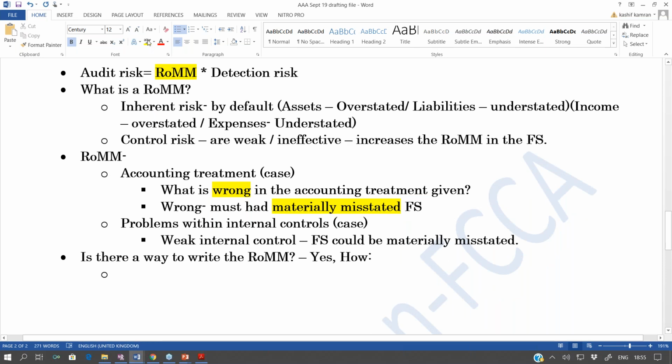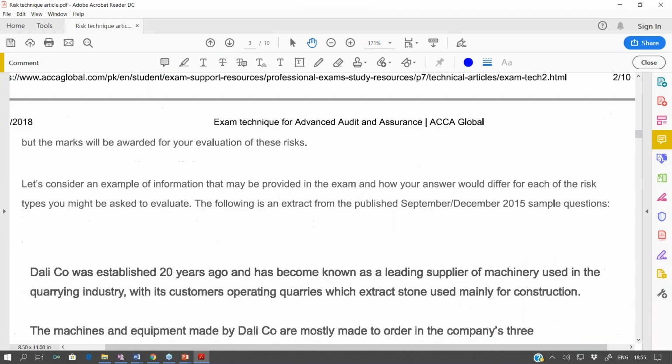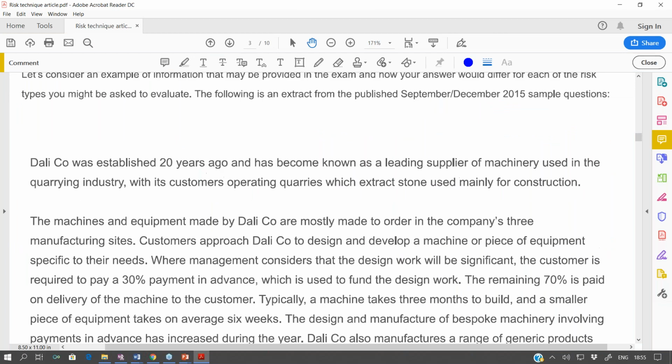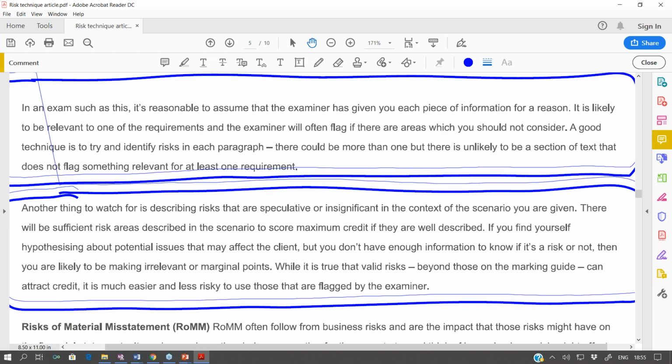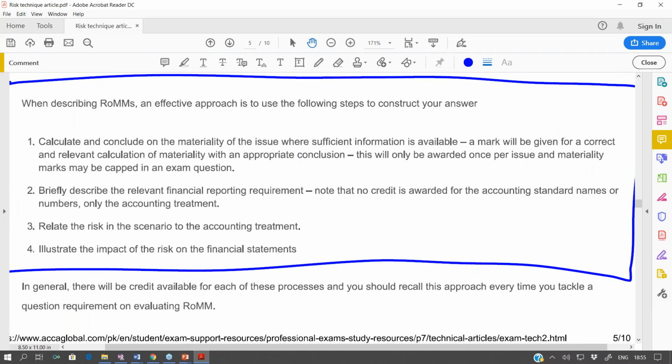Let's find a way of writing a risk of material misstatement. Is there a way to write a risk of material misstatement when it relates with an accounting treatment? Let's find the answer for this. Now, when you go to the examiner article, finding a way of writing the risk of material misstatement, before we look at the detection risk, the examiner has defined it right over here in front of your screen. Can you see this blue highlighted box, right? This is where I am reading.